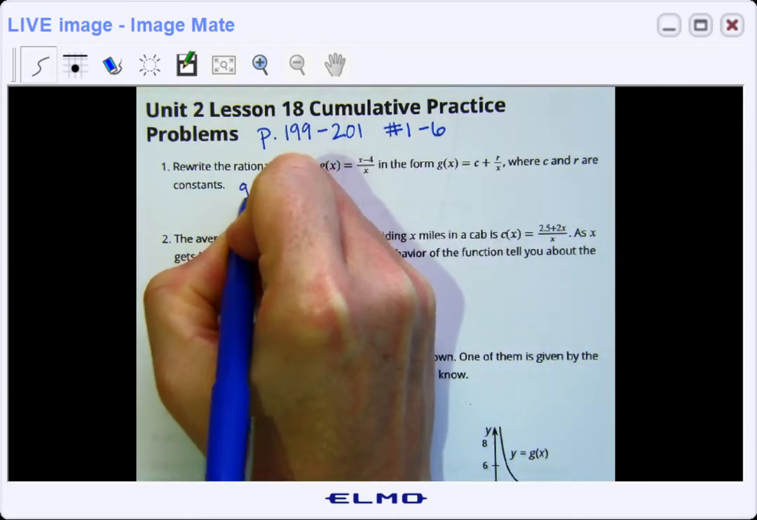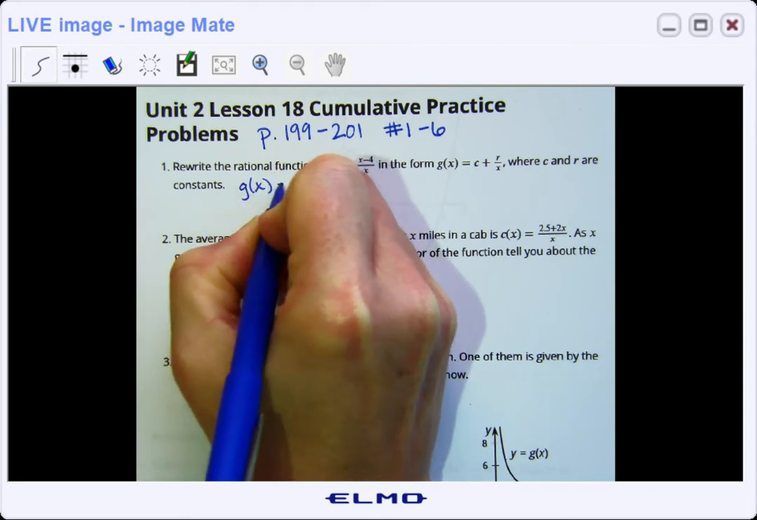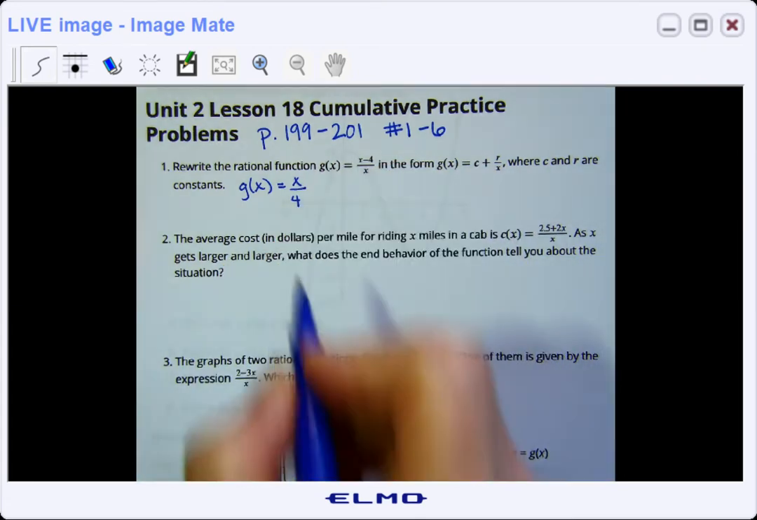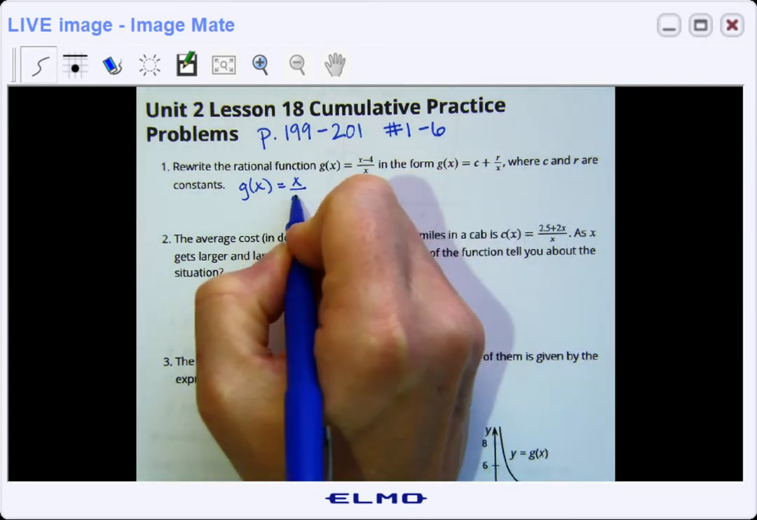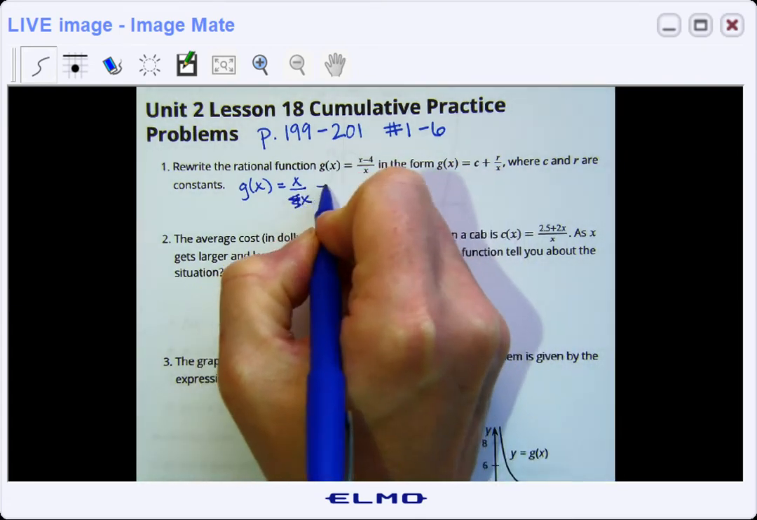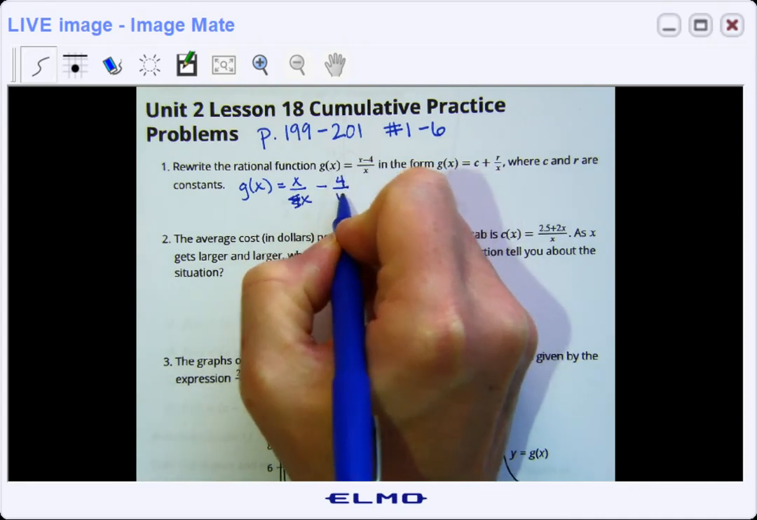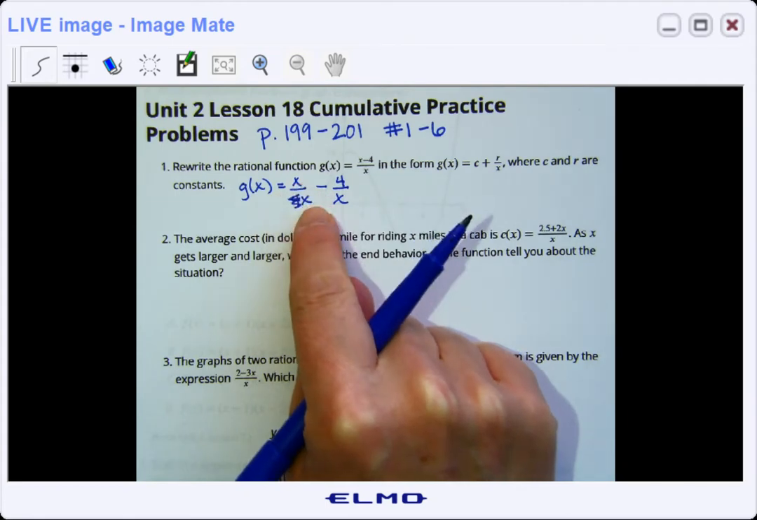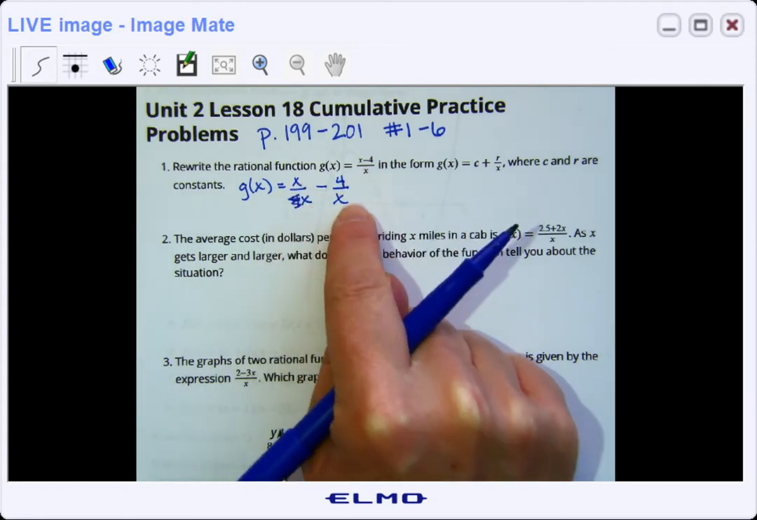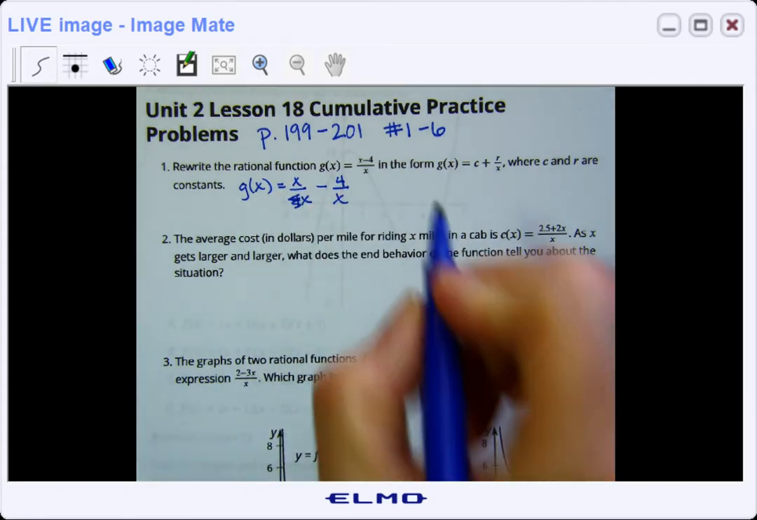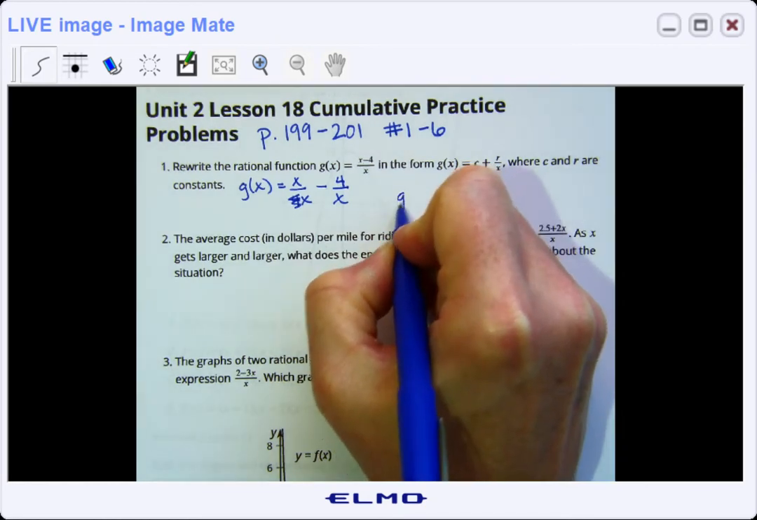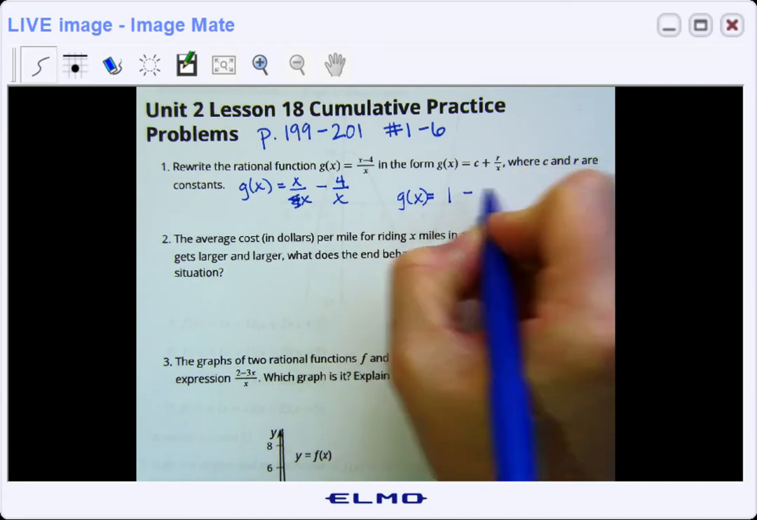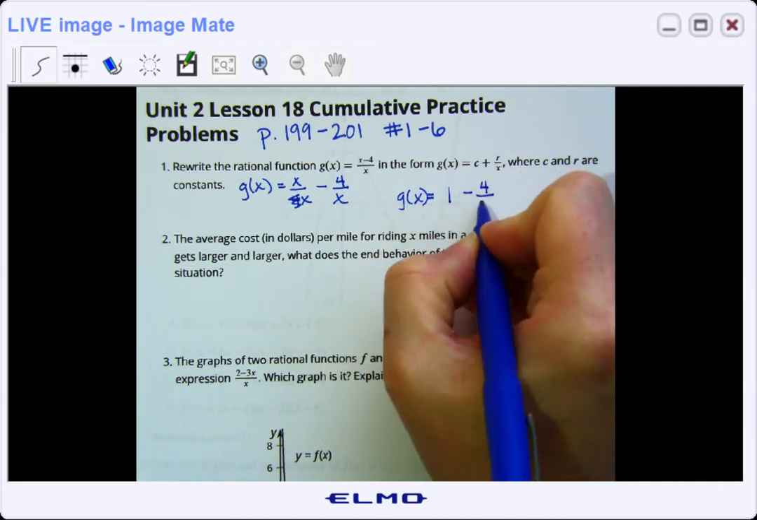So our first step is to write it out. g of x equals x divided by x minus 4 divided by x. All right, and we've got one more step. So x divided by x is just 1, and then 4 divided by x can't be simplified. So our final answer is g of x equals 1 minus 4 divided by x.